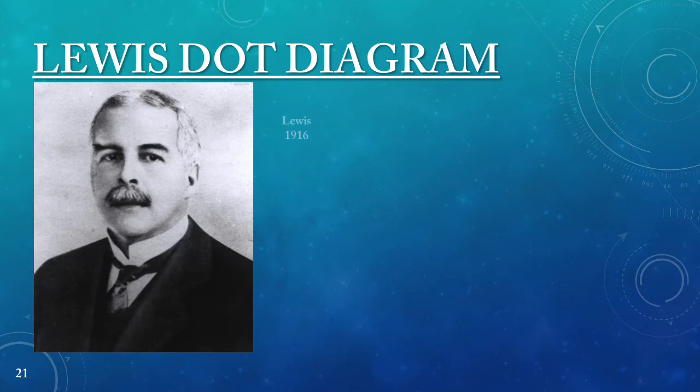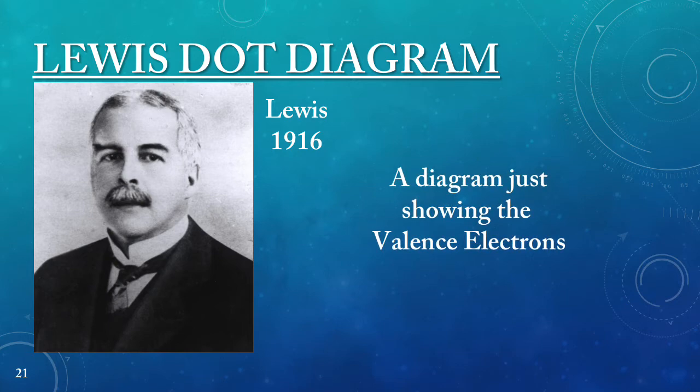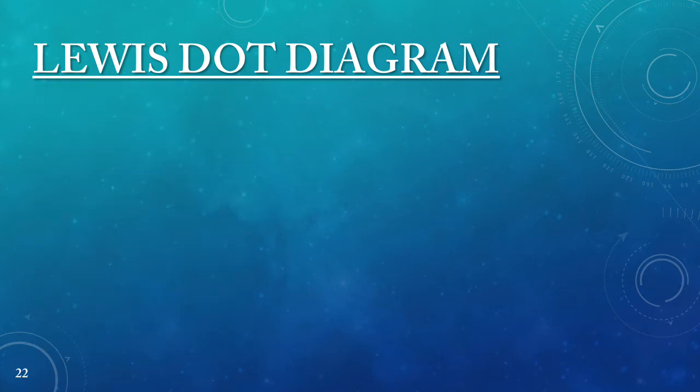Now, in 1916, a gentleman by the name of Lewis came up with the idea of studying these valence electrons, and he came up with a way of showing them, and we called it the Lewis dot diagram. So how does it work? Okay, first of all, this just shows the valence electrons. Now remember that the Bohr model shows all of the electrons. The Lewis dot diagram just shows the valence electrons. And why is this so important? Because the valence electrons are the ones that are going to be shared when we get into our next unit.